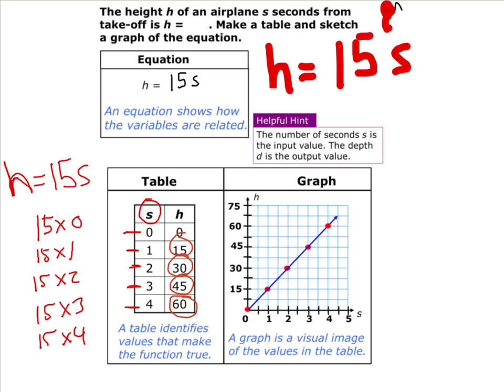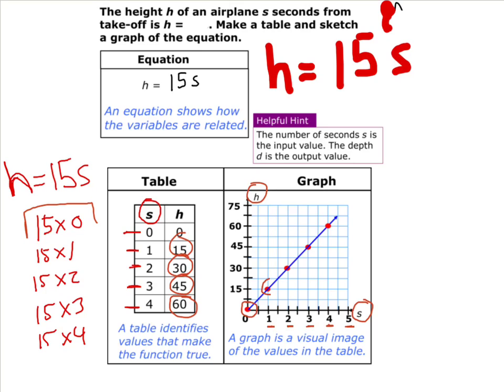Okay, now we have to graph that. We simply make our graph, which has our s on the x-axis here, and our h on the y-axis. We know what our s's are, we set those up as 0, 1, 2, 3, 4, and then we went ahead and put a 5 on here also. And we know our height because we solved for that. Remember, right over here, we did 15 times 0. That gives us our first plot right there.